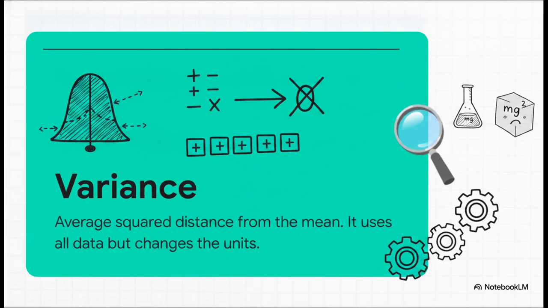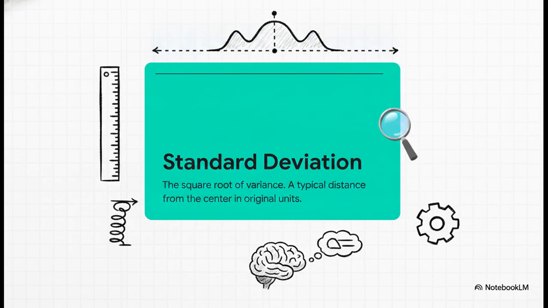This gives us the variance. It's mathematically brilliant, but practically, it's kind of confusing. Because if we measured in milligrams, our variance is in squared milligrams. And honestly, nobody can picture a squared milligram. And this, my friends, illustrates exactly why we need the standard deviation.